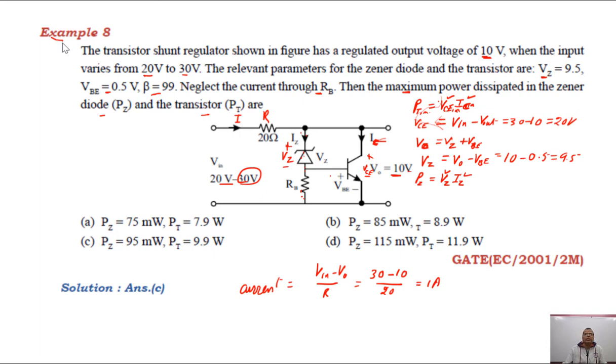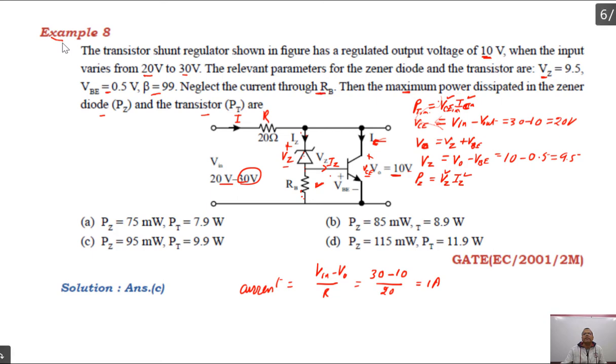So here we have to find the collector current and the current through the Zener diode. If the current through RB is neglected, then the current through the base of the transistor will be equal to what? IZ. It is given.